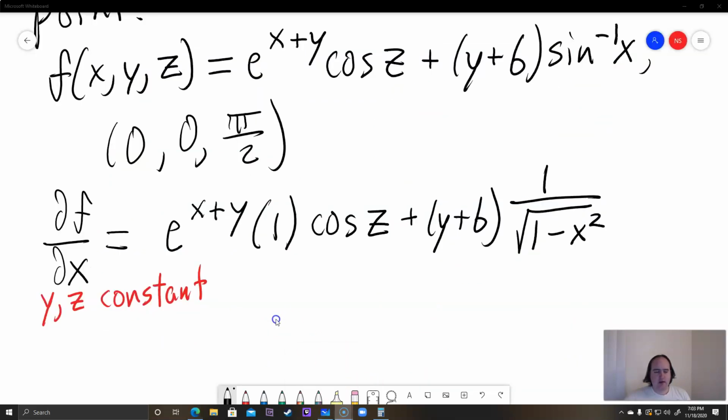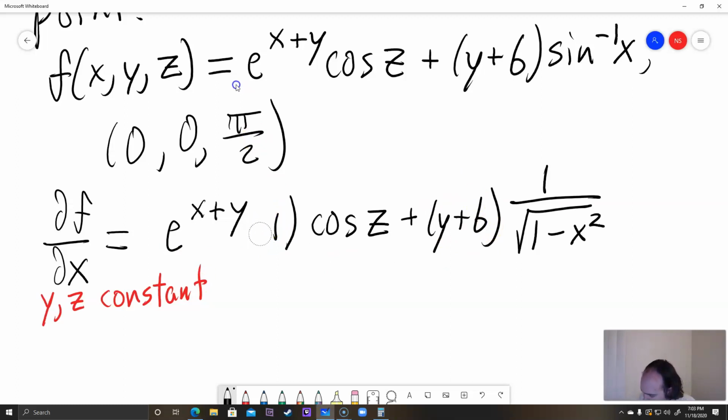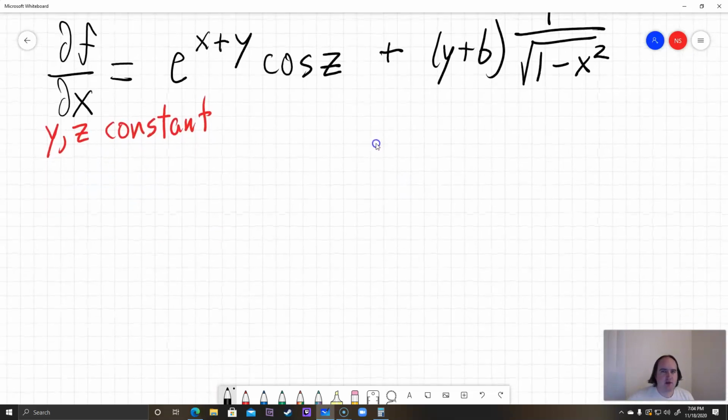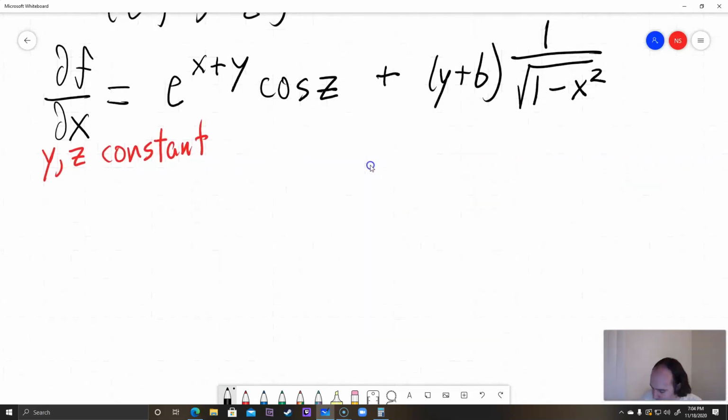Okay, cool. So we're good there. That's our partial f, partial x, and there's not really much to simplify here. I'll just erase the 1 since we don't need that. So that's e to the x plus y times cosine of z. Okay, so now we've got our partial f, partial x. For our next one, let's take a look at partial f, partial y.